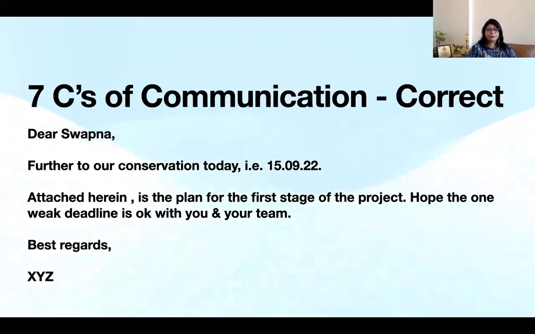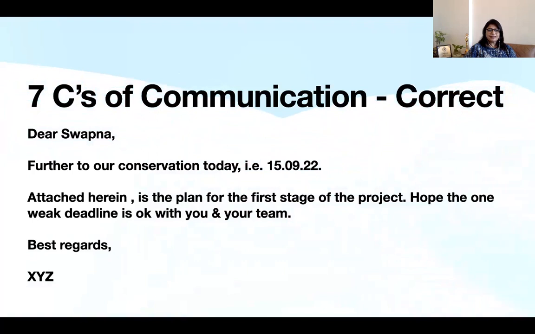There's an email over here and I read, "Dear Swapna, further to our conservation today, that is 15 September 22. Attached herein is the plan for the first stage of the project. Hope the 1 week deadline is okay with you and your team." Now, if you try to spot the mistakes over here, there are 2 glaring mistakes.